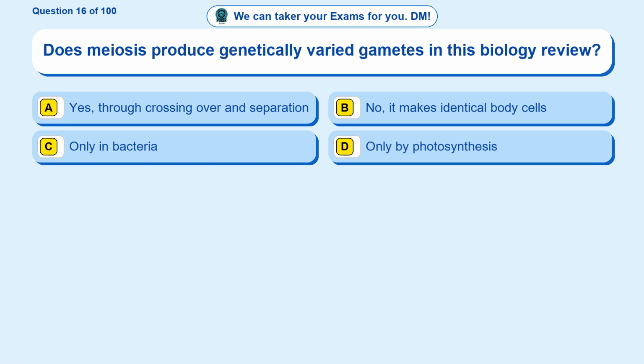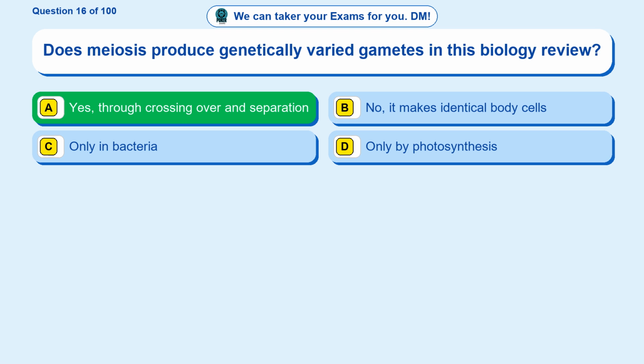Question 16. Does meiosis produce genetically varied gametes in this biology review? Option A. Yes, through crossing over and separation. Option B. No, it makes identical body cells. Option C. Only in bacteria. Option D. Only by photosynthesis.